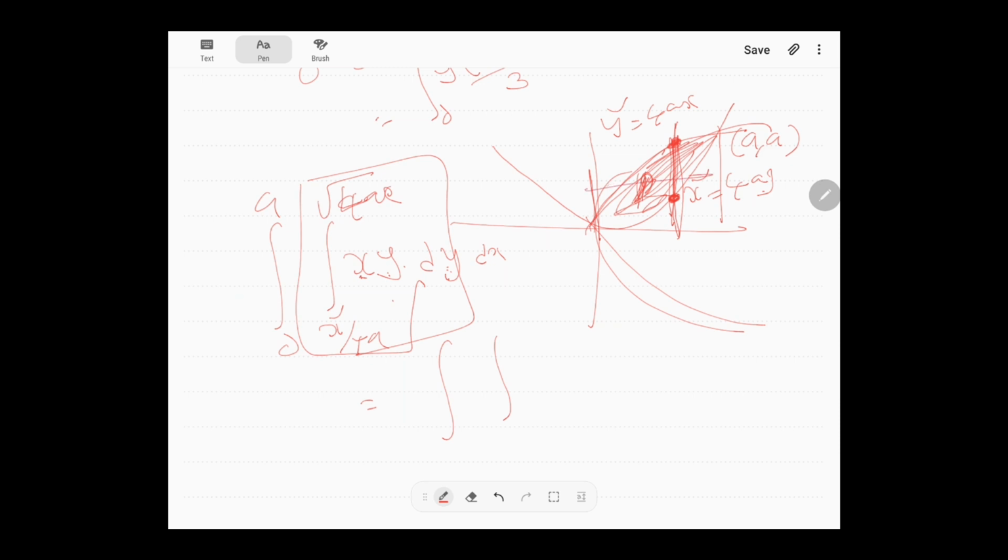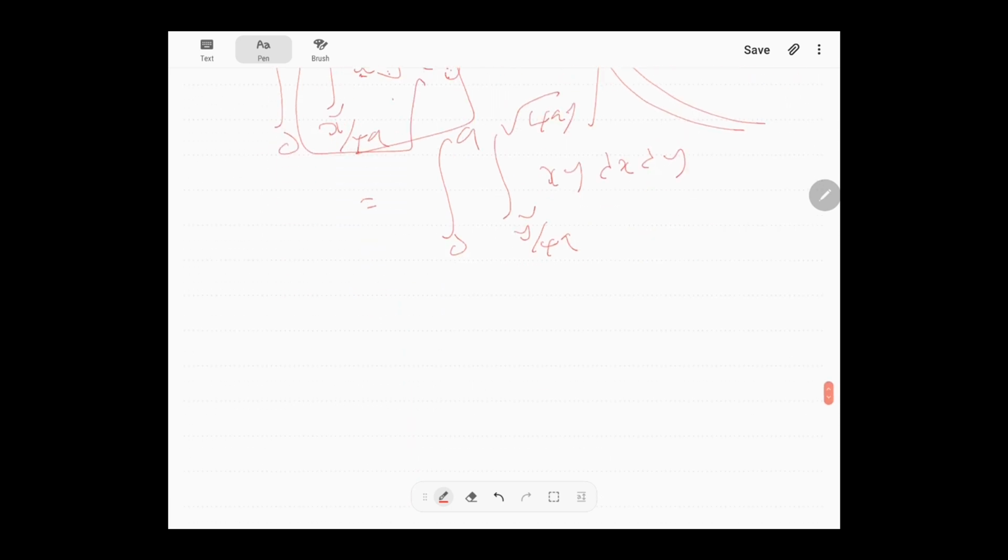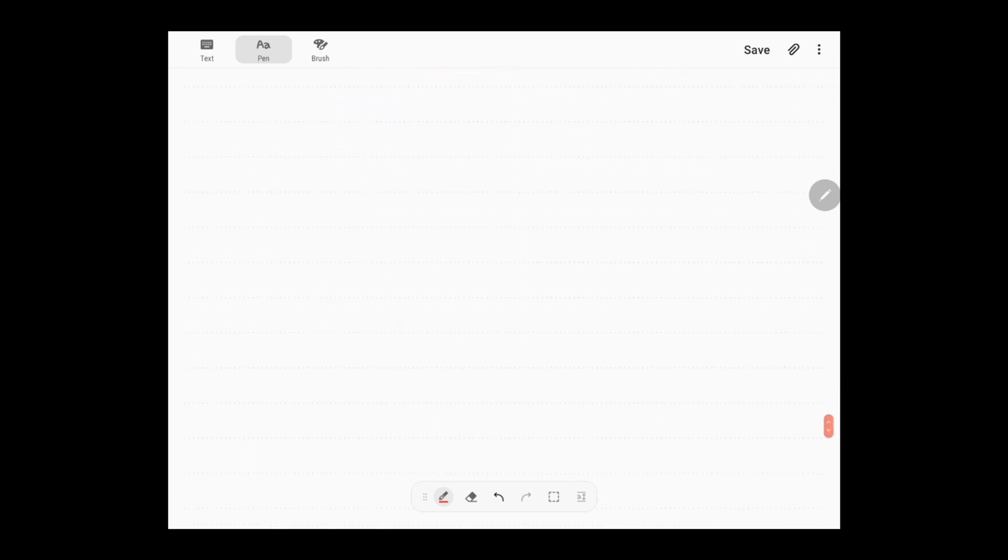If for a given y is given to you, what is the value of x here? X is y square by 4a, and here the value of x is root 4ay, with y from 0 to a. This is xy dx dy. If you integrate either in this way or in this way, you will get the same integral.